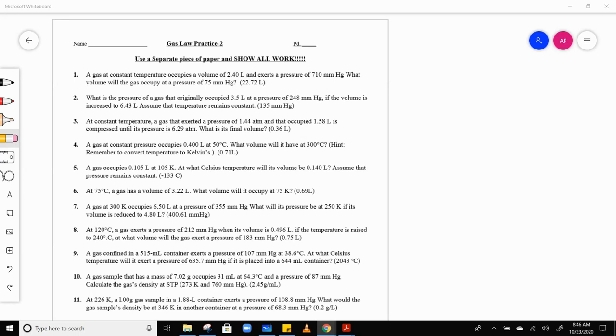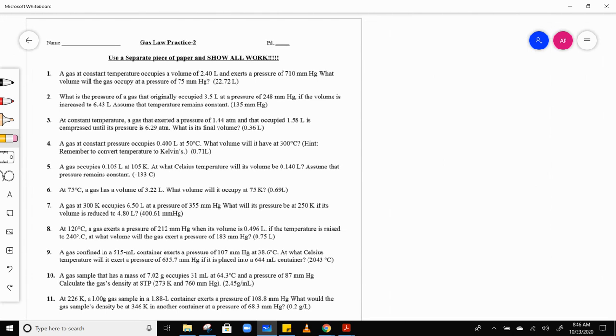Okay, so now we're going to go over number 1 through 9. Most of these are going to deal with either P1V1 over T1 equals P2V2 over T2, or PV equals nRT. So one of those two formulas.